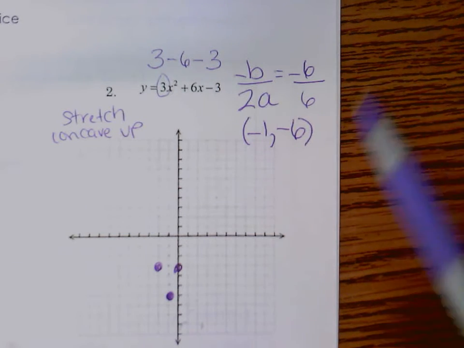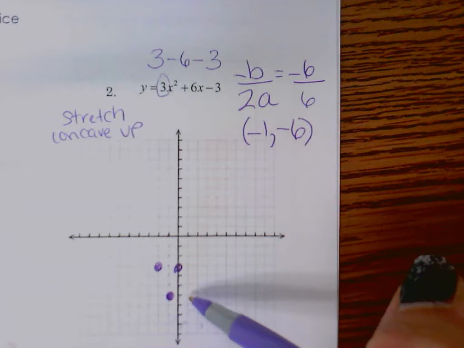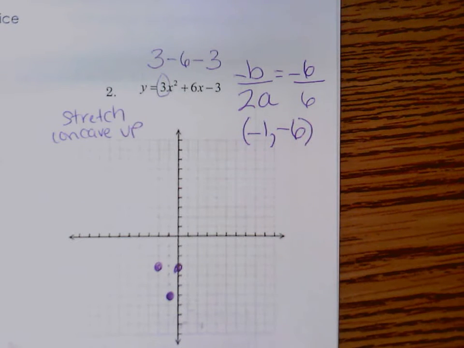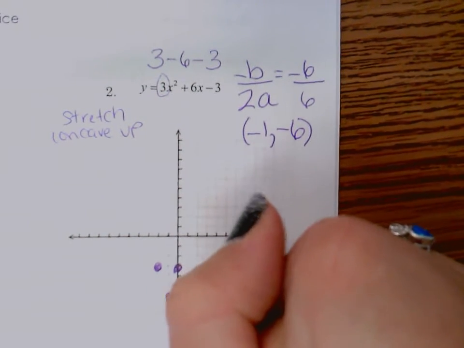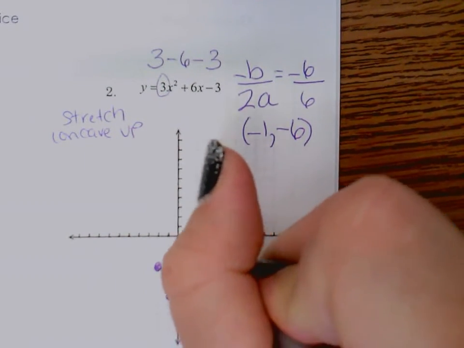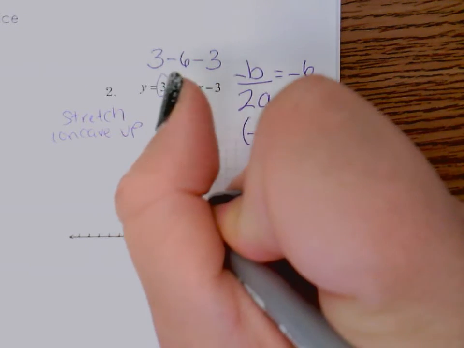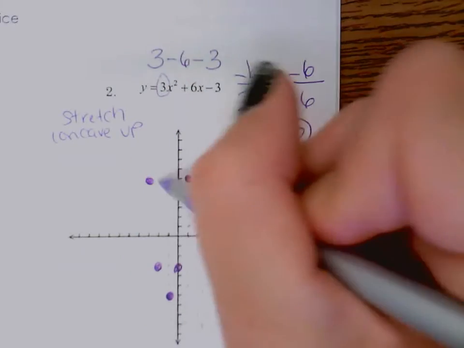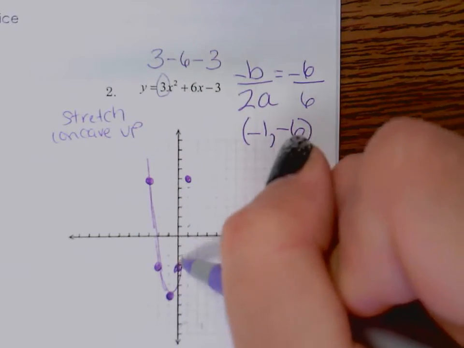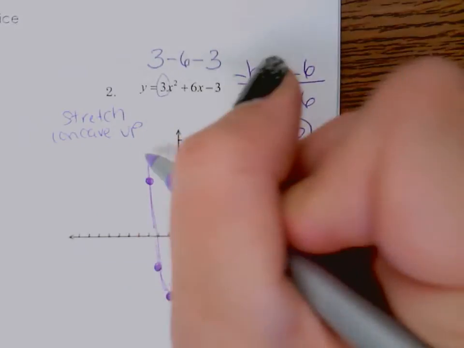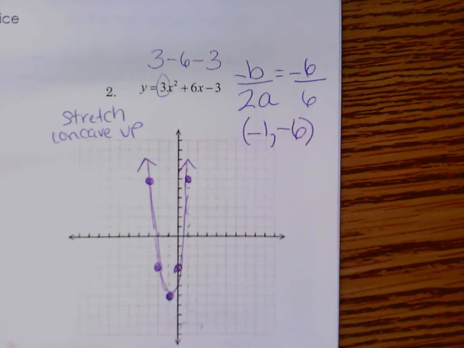And then normally I would go over 2, up 4, but I need to stretch the 4 three times as tall. So I'm going to go over 2 and up 12 for my other point. 1, 2, 3, 4, 5, 6, 7, 8, 9, 10, 11, 12. And you can do a symmetrical point on the other side. So there it is.